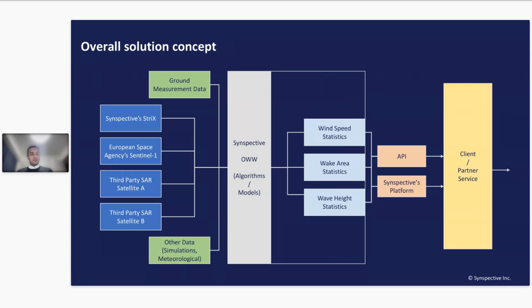We then obtain statistics for wind speed, for wake area, and wave height. And these data can be delivered to our clients through our own platform where we visualize these data if that's required. Or if it is required, we can also deliver these data through API to our client or partner services.